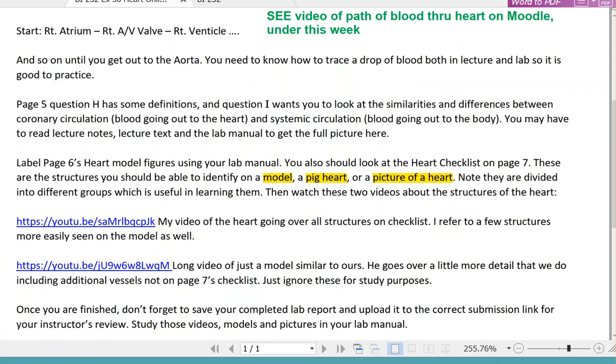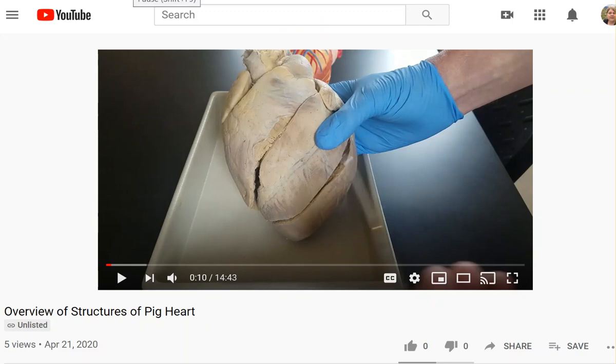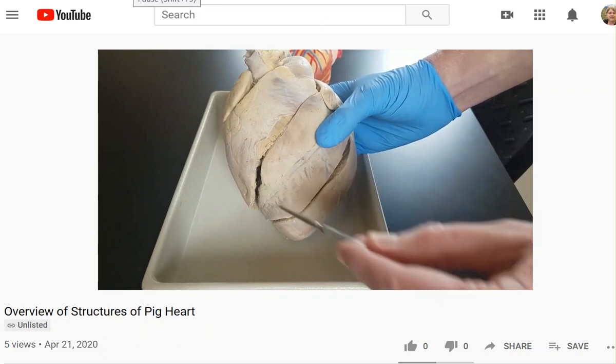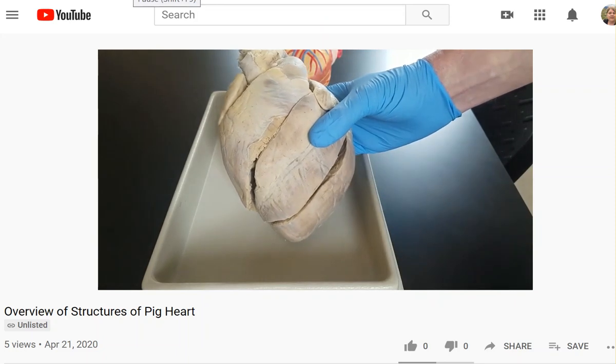The other video that you have at your disposal is a video that Michael Patterson made where he goes over a prosected pig heart. And this is Michael's video. When we say prosected, we mean that we've made incisions into a couple areas, but the heart is basically intact.